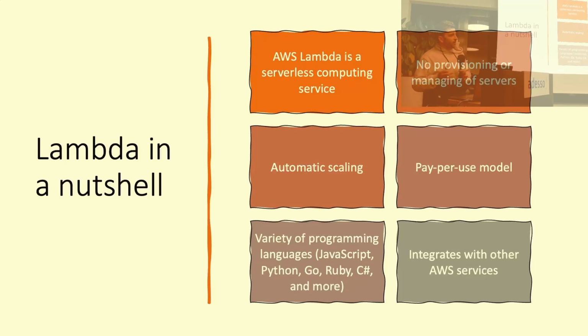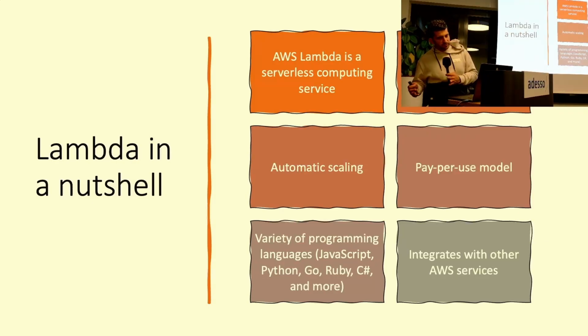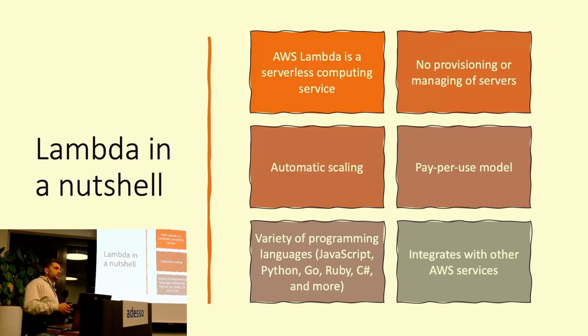It supports a variety of languages out of the box, like JavaScript, Python, Go, Ruby, C#, or all the .NET languages. You see there is no Rust in that list, and we will see very soon why. It also has very good integration with all other AWS services, whether that be S3, a service for storing files, or databases or anything else. Lambda has excellent integration in all these concepts.